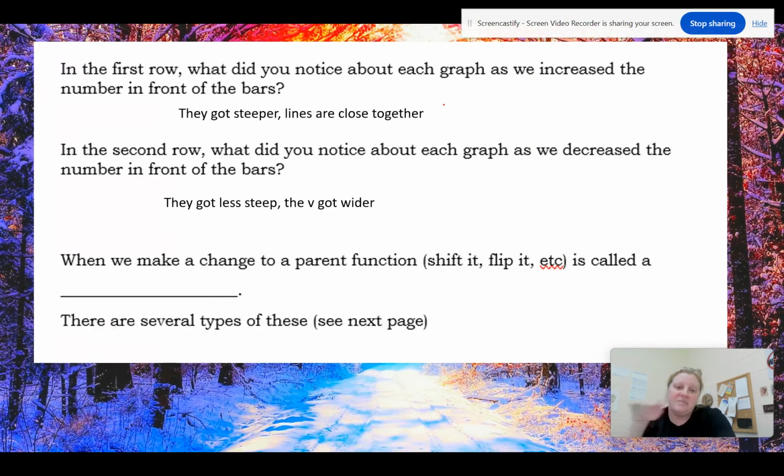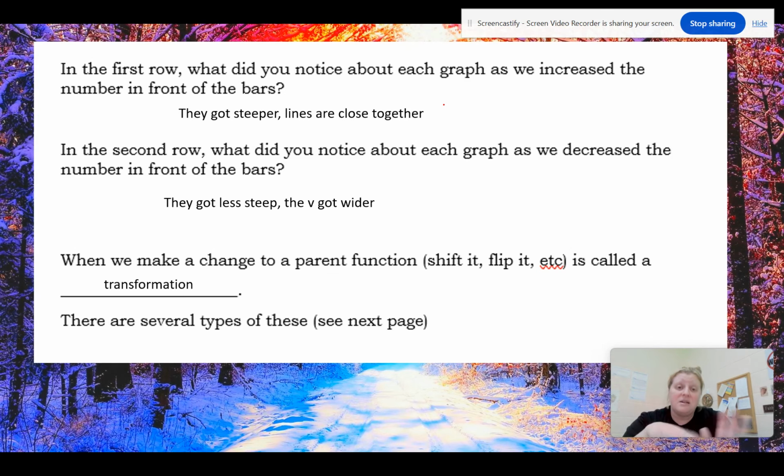Right, so just some things that I want you to note that we just talked about. Again, when we increase the number in front of the bars, our V will get steeper, or you could say it gets closer, more narrow, however you would word that. But in the second row, my lines were less steep, right? They're very close to hitting the ground, and my V consequently got wider.